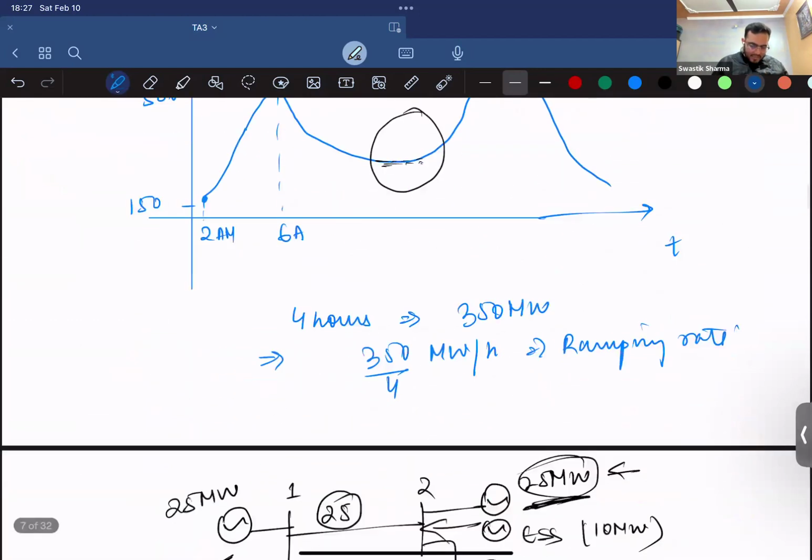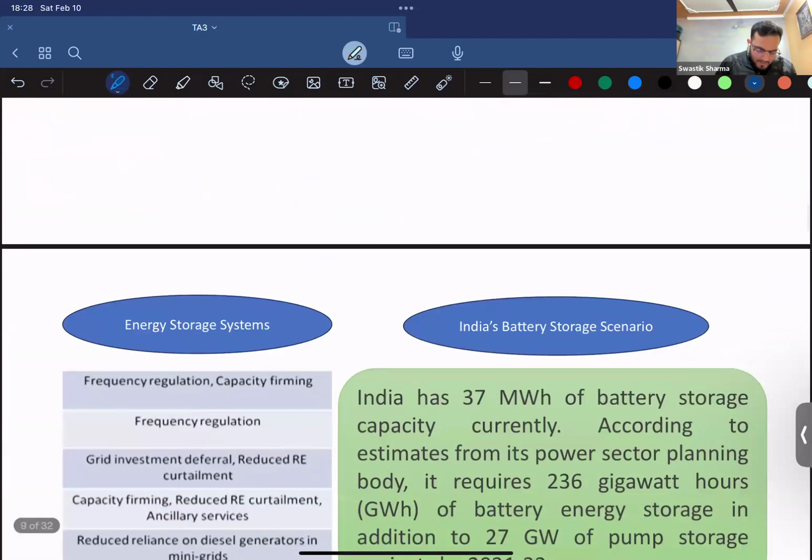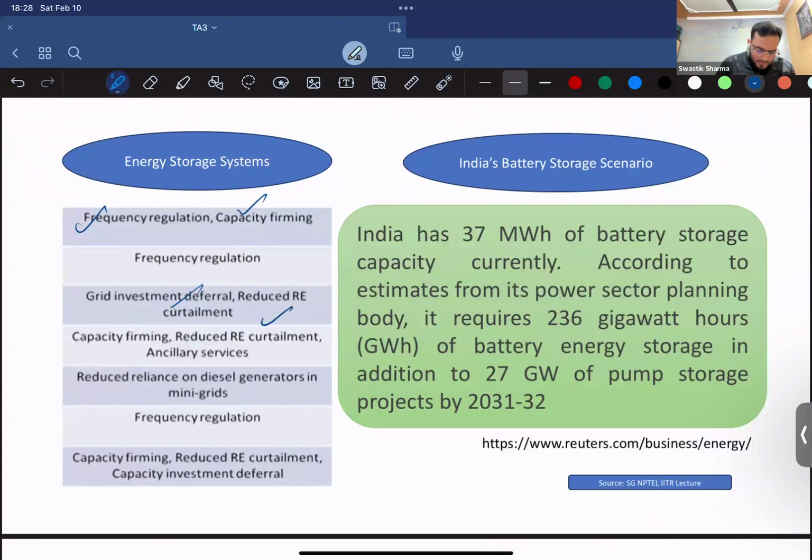That's where I mentioned frequency regulation, capacity firming, grid investment deferral, reducing RE curtailment, and ancillary services such as black start services, frequency regulation, etc. You can get all this from an energy storage system. Mostly, battery-based energy storage systems are in focus right now because of less land requirement, but they still require capital investment because batteries are costly.